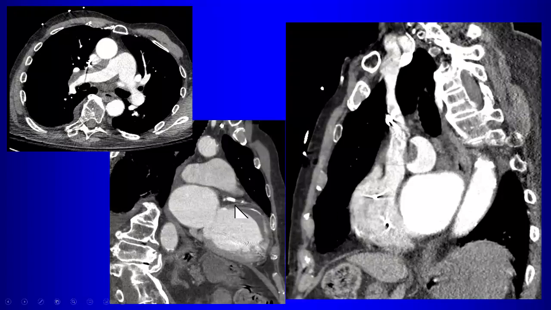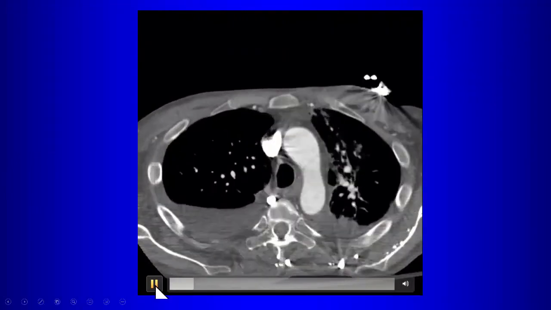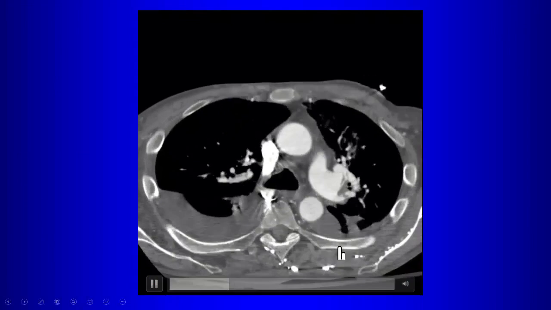And then here, there's a reformat for the left ventricle. You can see the calcification, and the thrombus is actually more extensive than it appears on your axial images. Okay? So we also want to be on the lookout for chronic PEs.